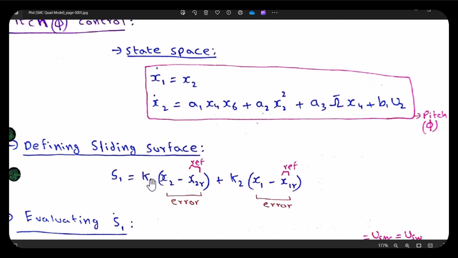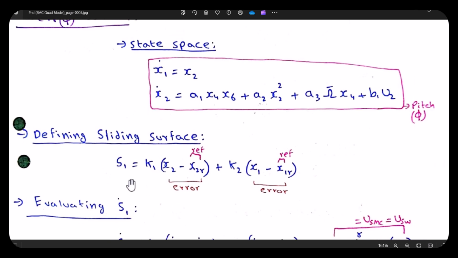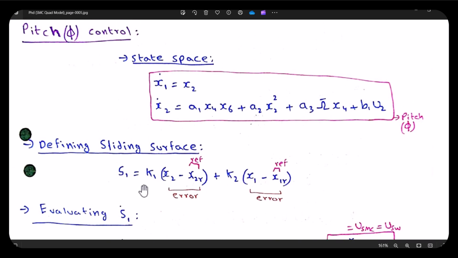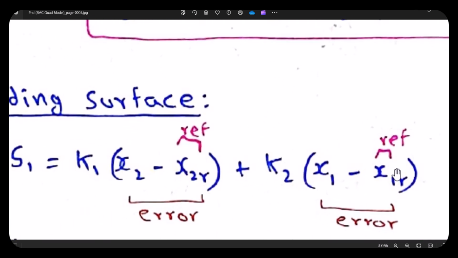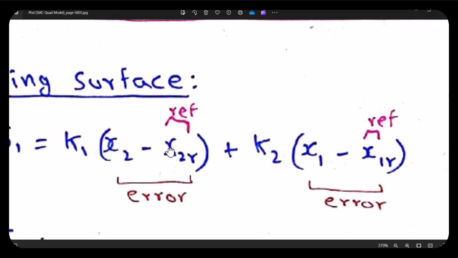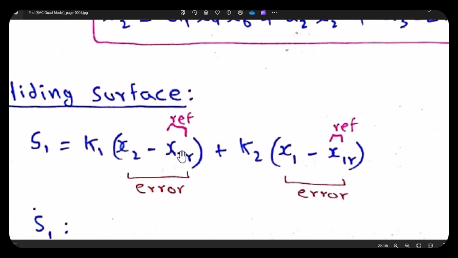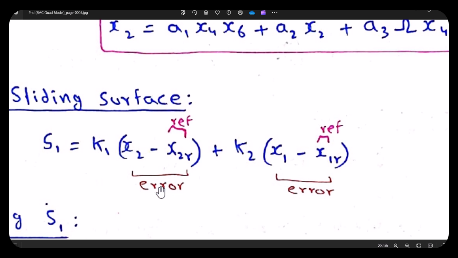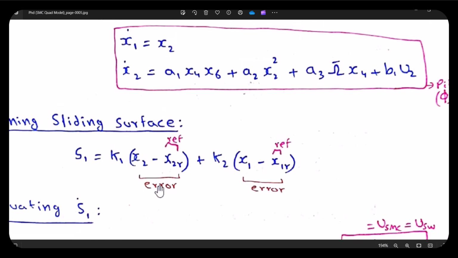And we have the corresponding gains. Previously we defined them as a1, a2. Here they are k1 and k2. So after defining this sliding surface, of course, by default, we have already defined the value of this x1 reference and its dot, and x2 reference and its dot, and we already should have the expression of these errors and their derivatives, the expression, not the value.